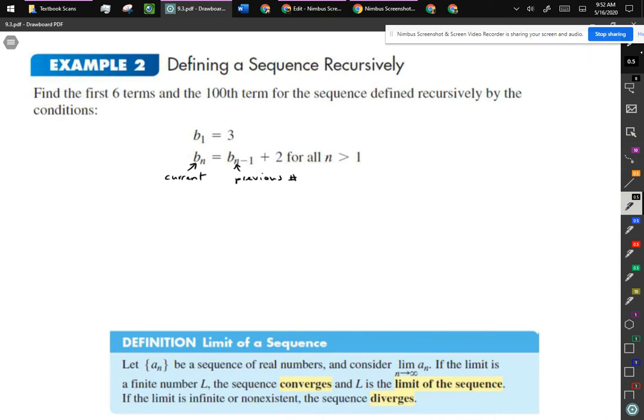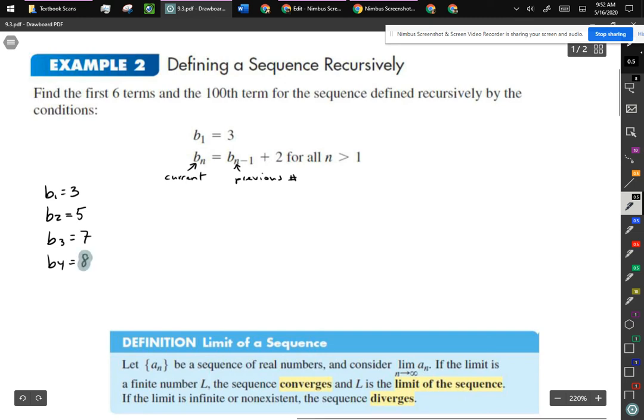So let me show you. If I want the first 6 terms, this is rather easy because we already know it's just the previous number plus 2. So b sub 1 is 3, so we can just write that. Then the next number, well, that's just 5, because it's just 3 plus 2. And of course, if you just keep adding 2, it becomes pretty easy. Or it is, and I still make a mistake. Go figure. All right, so b sub 5 would be 11, and then b sub 6 would be 13.